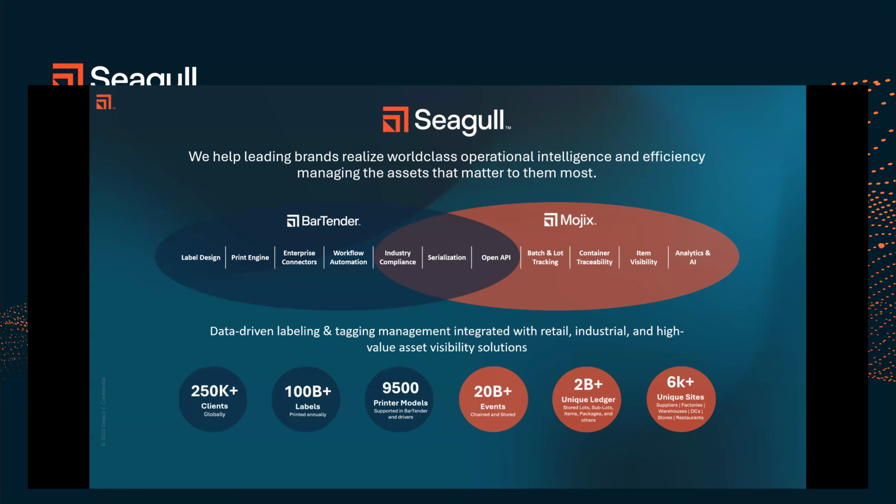BarTender is only one arm of Siegel Software, focusing on printer management, serialization, and creating digital identities that enable precise labeling and tracking from the start. Meanwhile, Mojix complements this by providing complete item level visibility across the supply chain, ensuring traceability and transparency from source to shelf. Combining these expertise together, Siegel supports your business needs, enabling operational intelligence and efficiency for managing your assets across the supply chain.